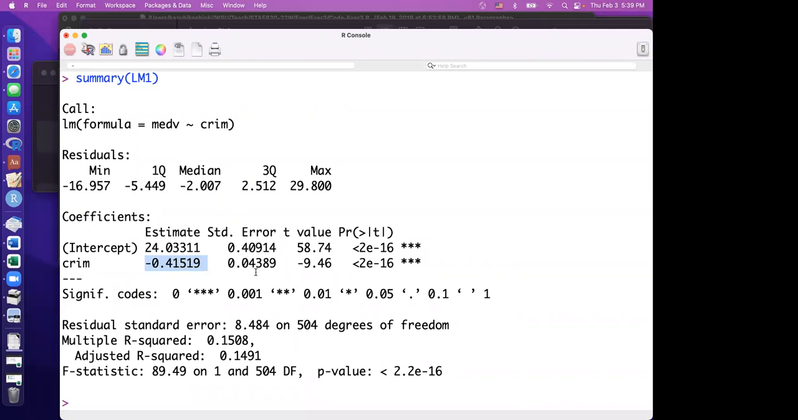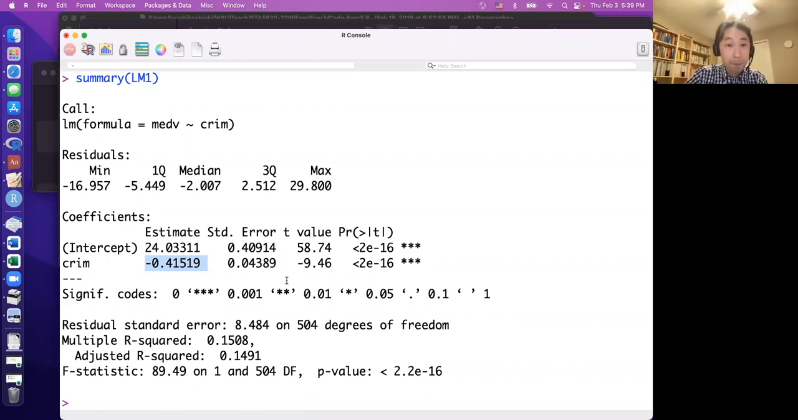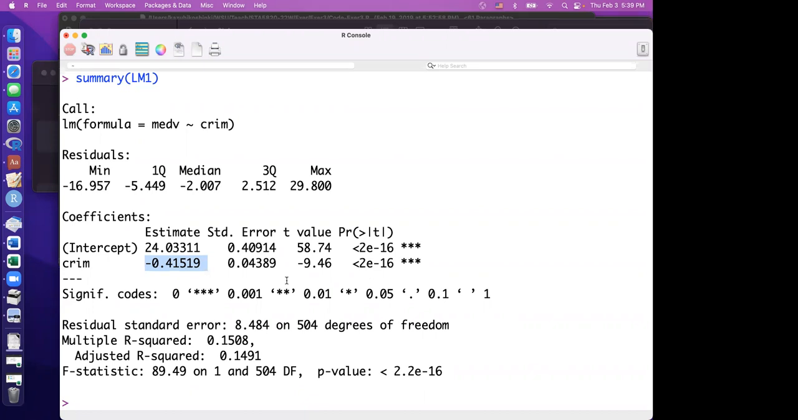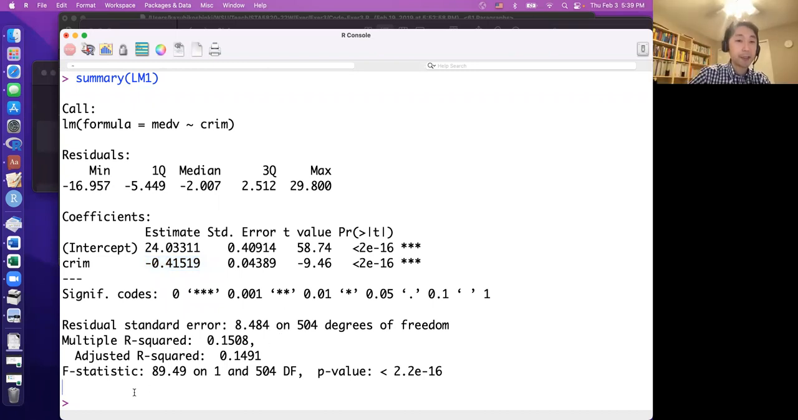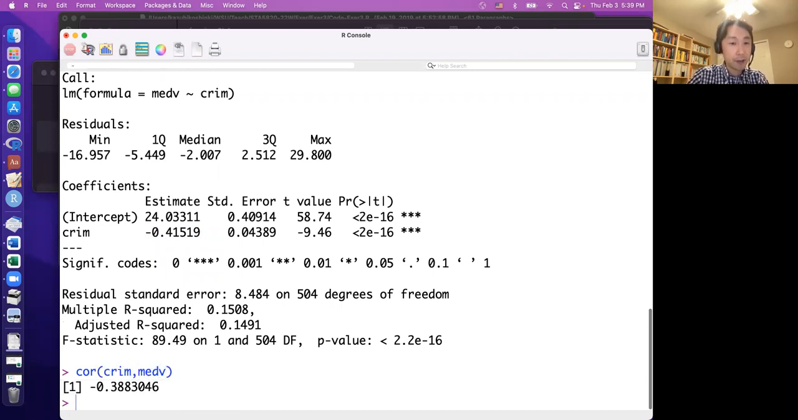So it's not much. I have a question. Yeah. For crime rate, which value is the correlation coefficient? Correlation coefficient, yeah, that's a good question. The correlation coefficient itself is not given here. So we try the correlation coefficient. This is negative 0.388, but this is the coefficient.